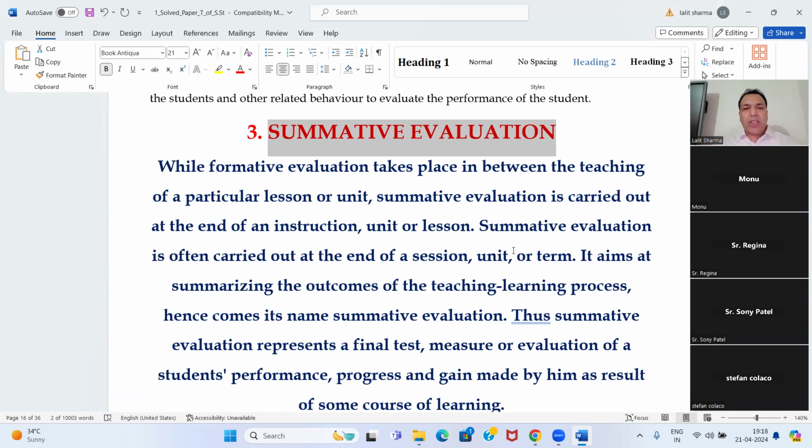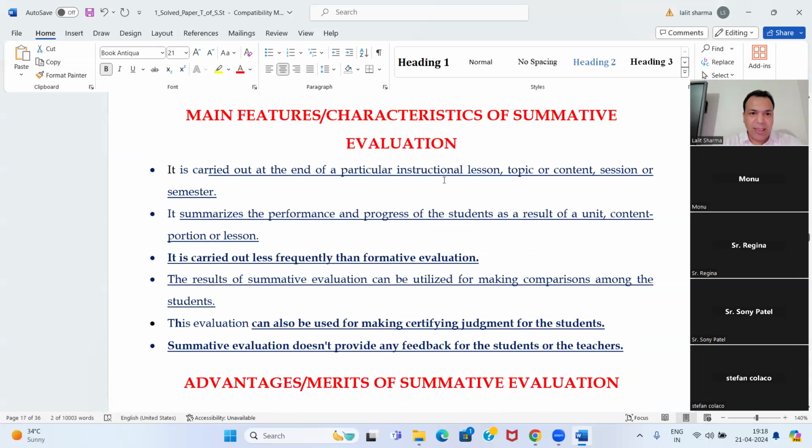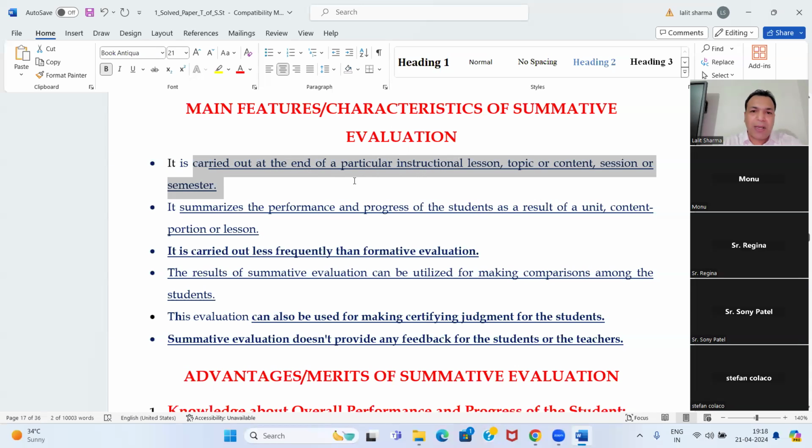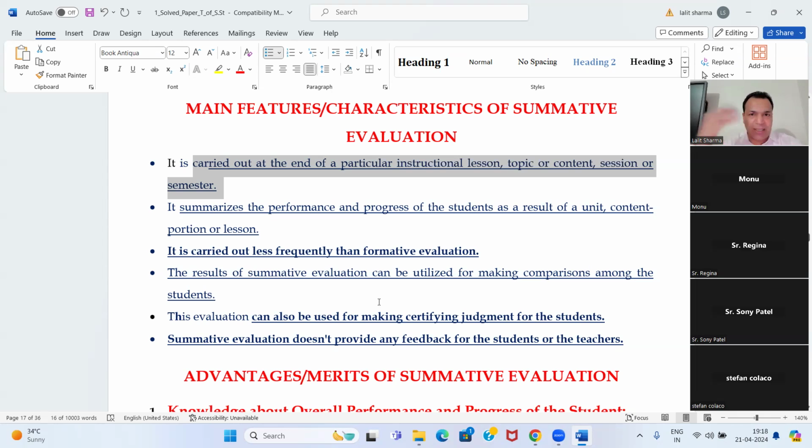Right? So summative evaluation, the tools of the summative evaluations are the test. Okay, test हो गया, exams हो गया, okay, by which you can judge your student. So this is a summative evaluation, right? Formative we have done. So summative evaluation having the merits and demerits also. What are the features of the summative evaluation we discuss? It is carried out, ये देखो, at the end of a particular instruction, lessons or topic or content, session or semester. ठीक है, मतलब it is taken in the form of the exam, final exam. This is a summative evaluation, right?